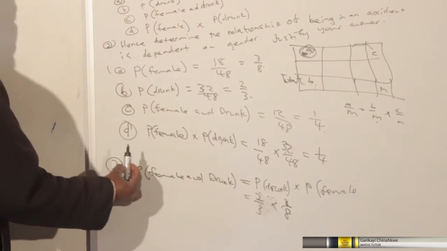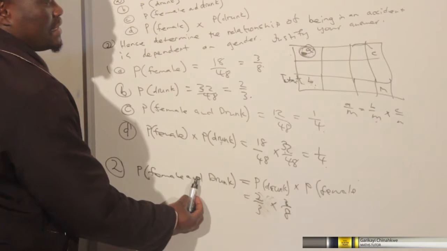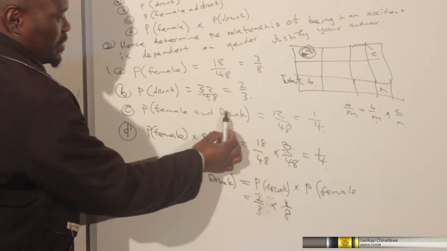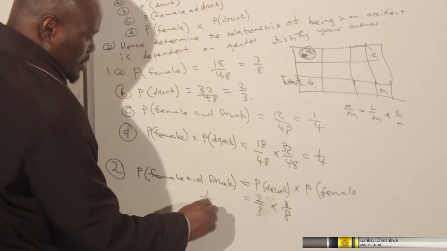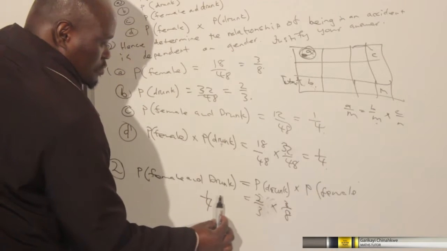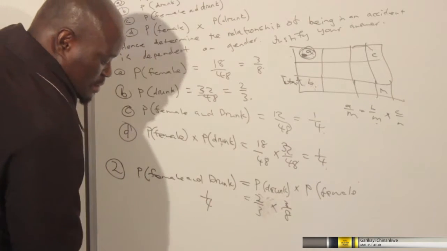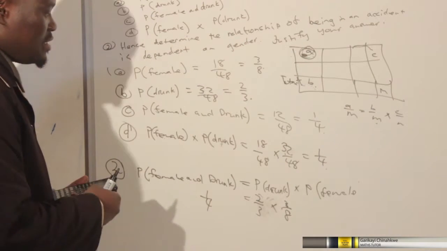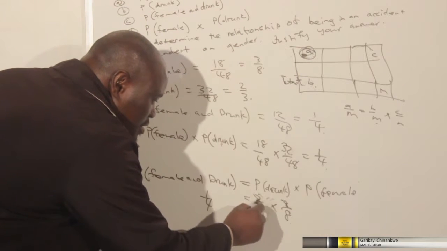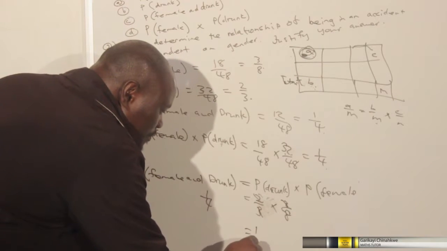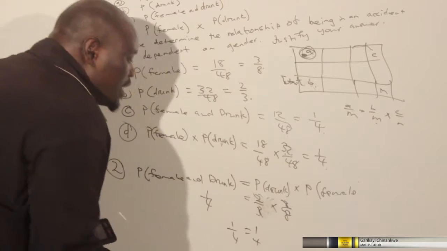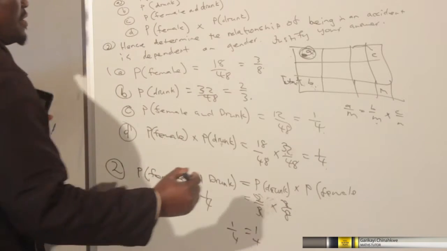Then the probability of being female and drunk. Where is it? Female and drunk, it's 1/4. Then you compare if these two things are equal. Let me just calculate the right hand side. You can see that if you cancel out, then it is equal. It is 1/4, 1/4.